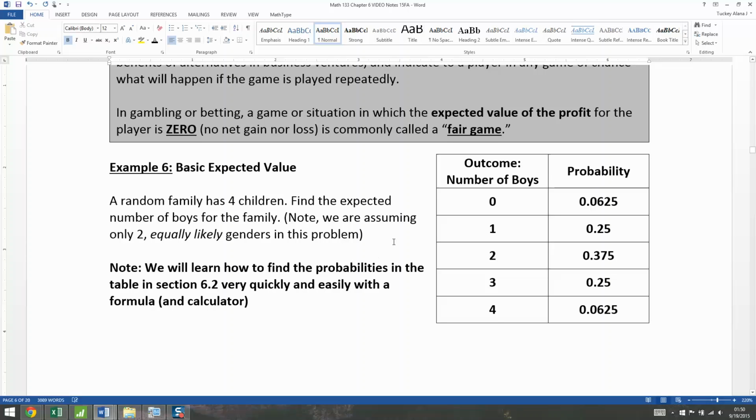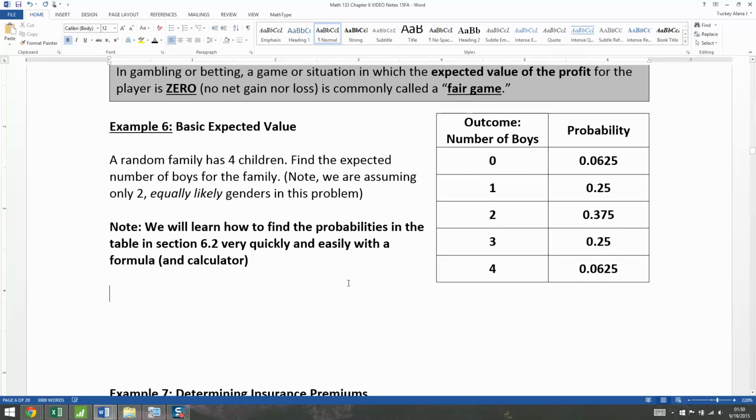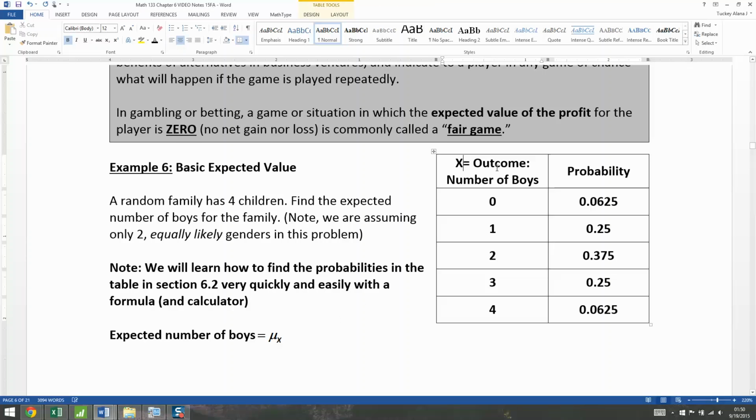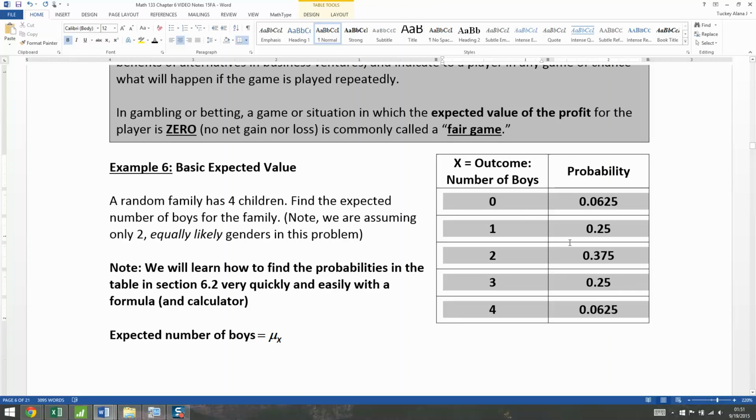But in the meantime, let's find the expected value. So that was just a little side note for us. There we go. So the expected number of boys is the mean for x, x being the number of boys. So if you wanted, you could say this is x, right? The number of boys. There's your random variable. And all we want to do is find the mean of this distribution.